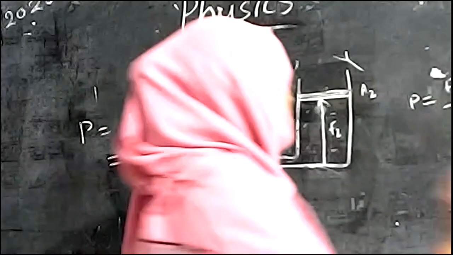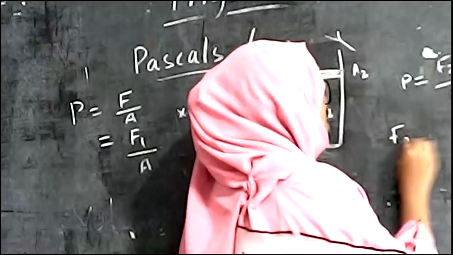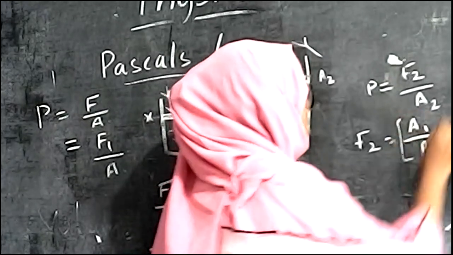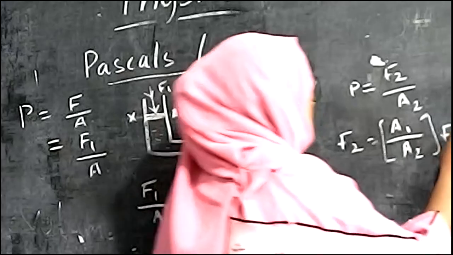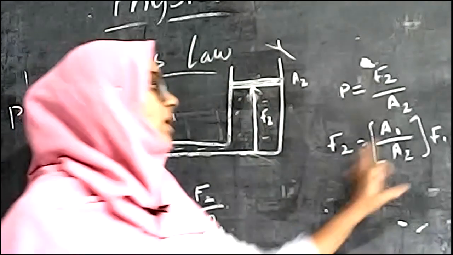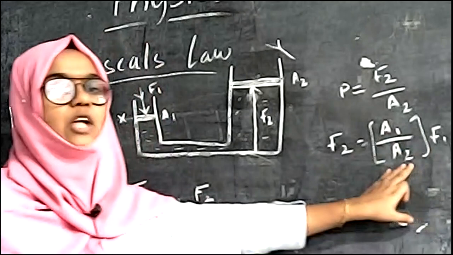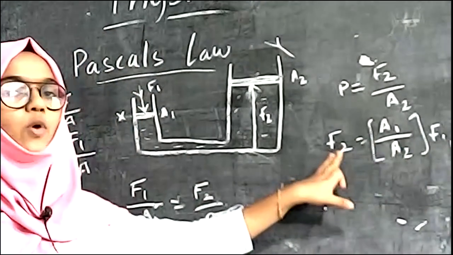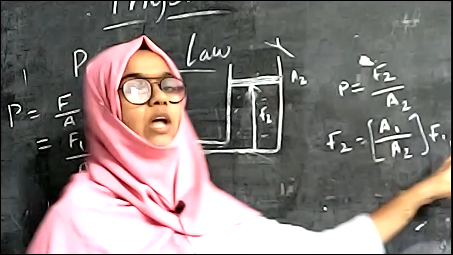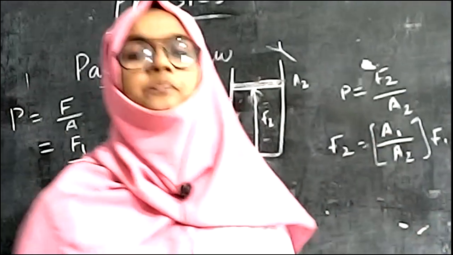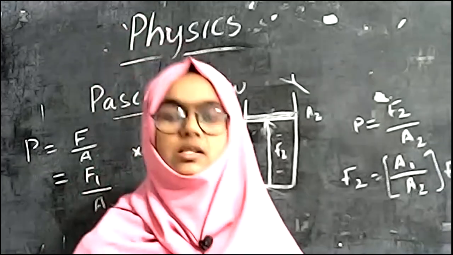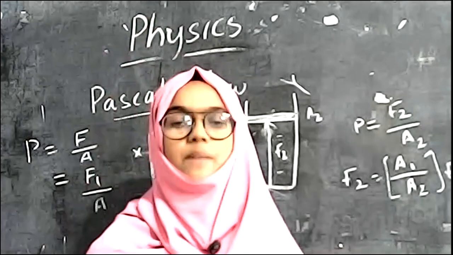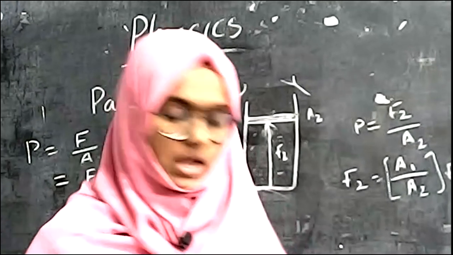So finding the experienced force F2, which is equal to A1 divided by A2 into F1. So F2 is equal to A1 by A2 times F1. That is F2. The experienced force is A1 by A2 times F1. So we can find the experienced force using the area of cross section of the closed system and the force we apply.